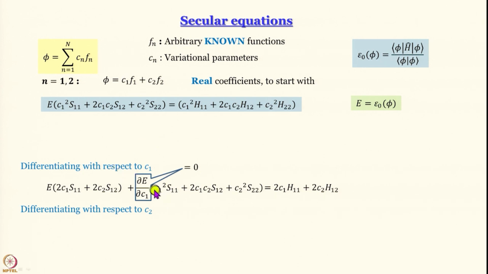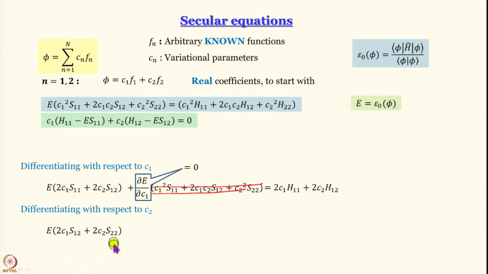Moreover, if you want to find the minimum, then del E del C1 has to be equal to 0, right. So, we set that to be 0 and this is what we get. So, this entire second term becomes 0. Maybe I will just cut it out and see what happens. Since this is 0, I just cut it out. So, now I have on the left hand side E multiplied by 2 C1 S11 plus 2 C2 S12, equal to 2 C1 H11 plus 2 C2 H12. I can collect the terms in C1, can't I? Let us do that.